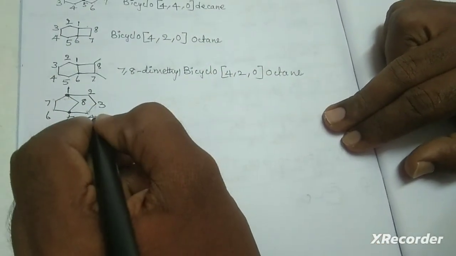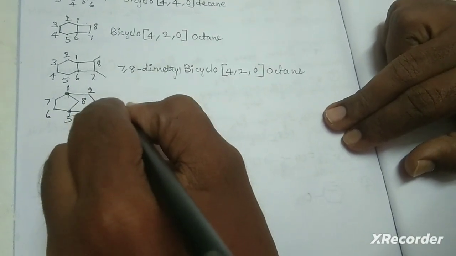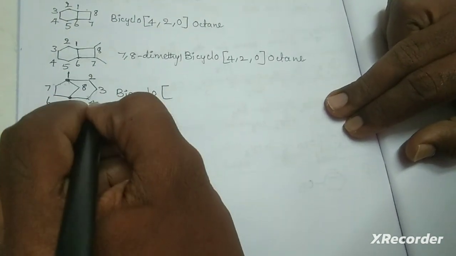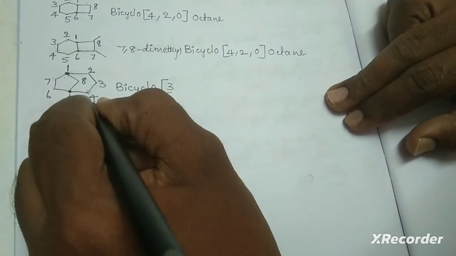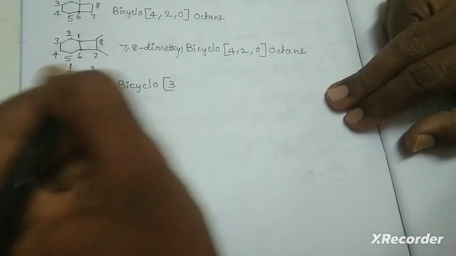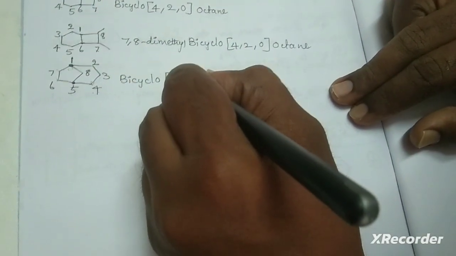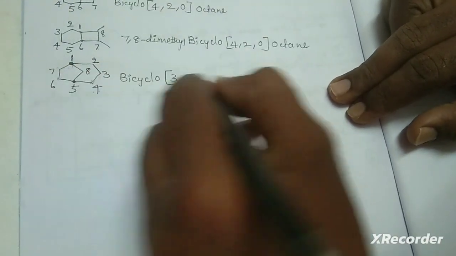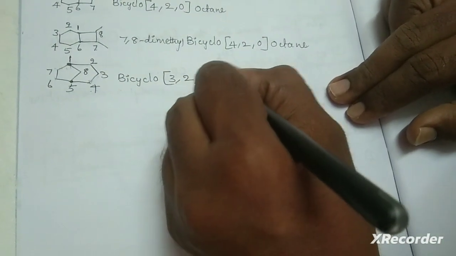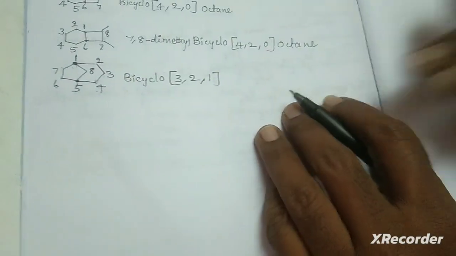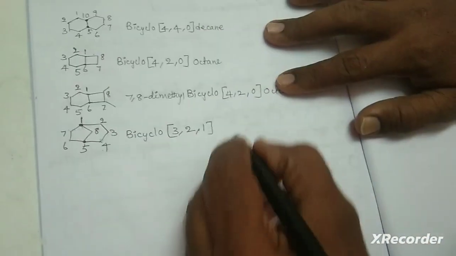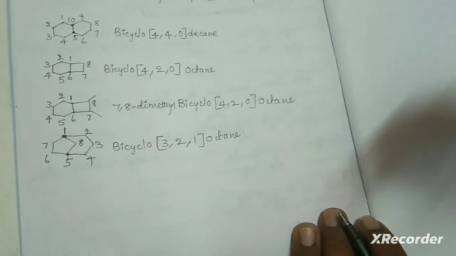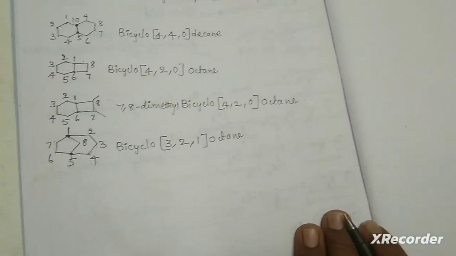What do you have to write? You write bicyclo. There are 3 carbons in the bigger ring, 2 carbon atoms in the smaller ring, and 1 carbon atom on the bridge. So you write 3 2 1. In total 8 carbon atoms are there, so you write it as octane. Okay, this is what you have to practice and remember.